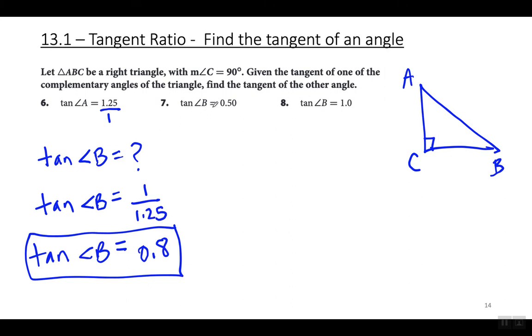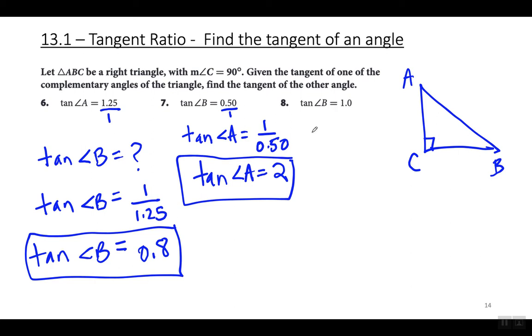Alright, so the tangent of angle B equals 0.50, so that means the tangent of angle A would have to be the reciprocal of 0.50. So again, imagine there's a 1 on the bottom, flip it upside down and divide. So 1 divided by 0.50 would give you 2. Alright, so the tangent of angle A equals 2.